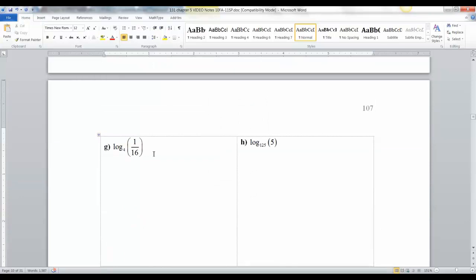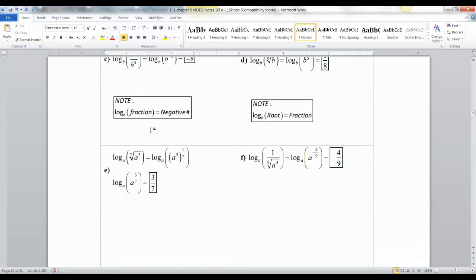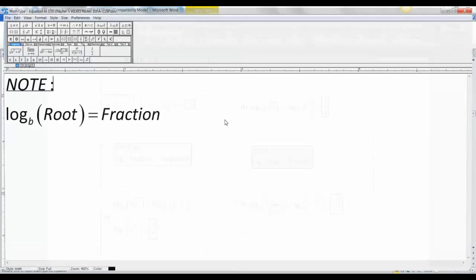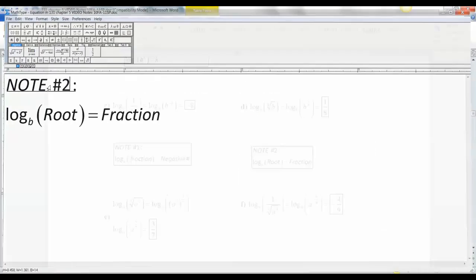All right. So then we have the log base 4 of 1 over 16. Now, again, we're going to have to think about this note. Matter of fact, I think I'm going to label these. This is note number 1. Just so I can keep them straight. And this one here is note number 2. As I talk about them.